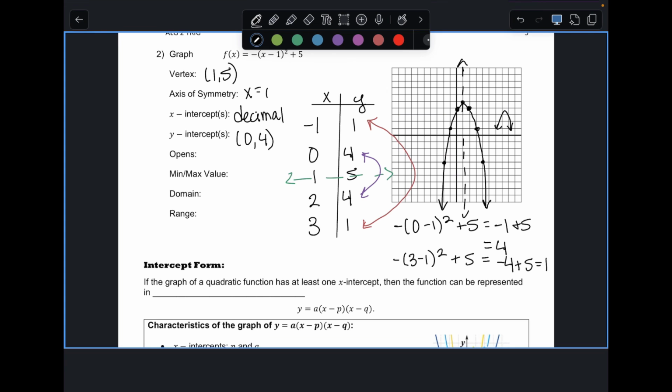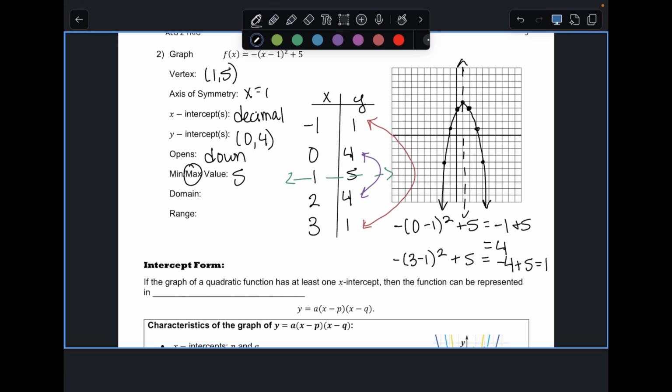My graph, does it open up or down? Down, which means do I have a maximum or a minimum? Max, this point up here is my highest point. It's maximum. What is my maximum value? 5. It's the y-coordinate of my vertex. Again, something else I could say is a max of 5 at negative 1. I have a max of 5, but it's occurring at negative 1.